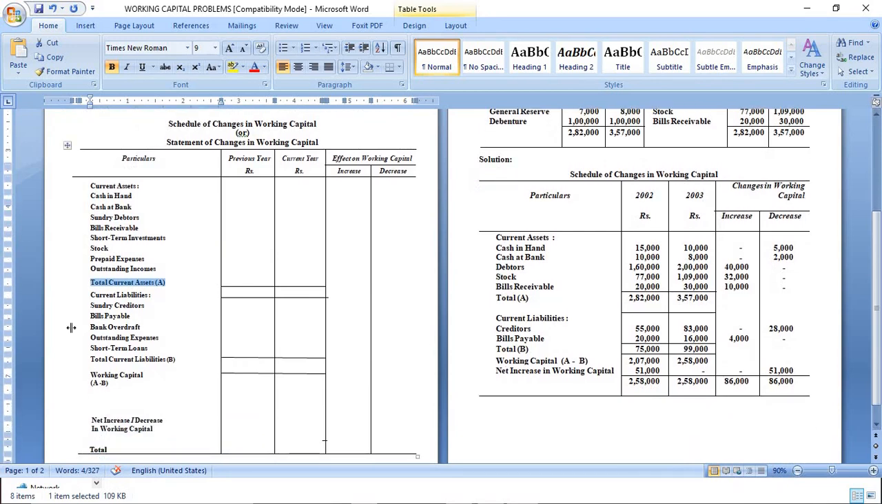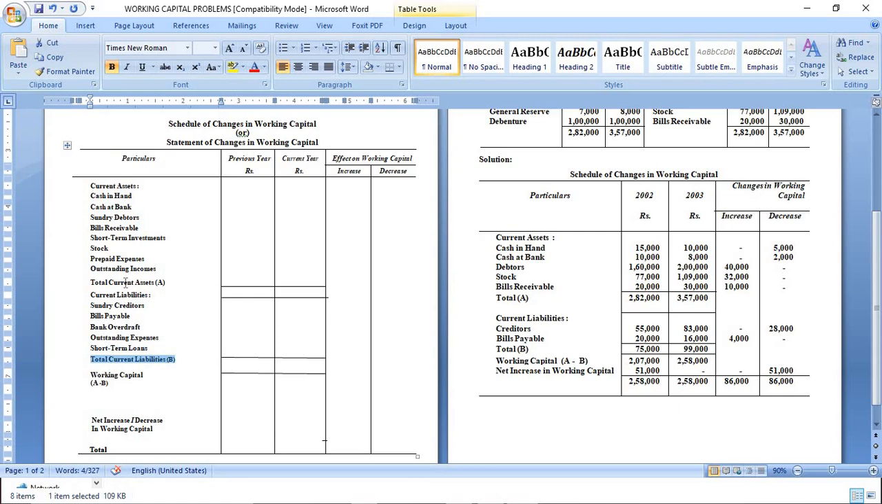The next column is related to current liabilities. What are the examples of current liabilities? Sundry creditors, bills payable, bank overdraft, outstanding expenses, short-term loans. After this, we go to total current liabilities. Total current assets will be called part A, and total current liabilities will be called part B.